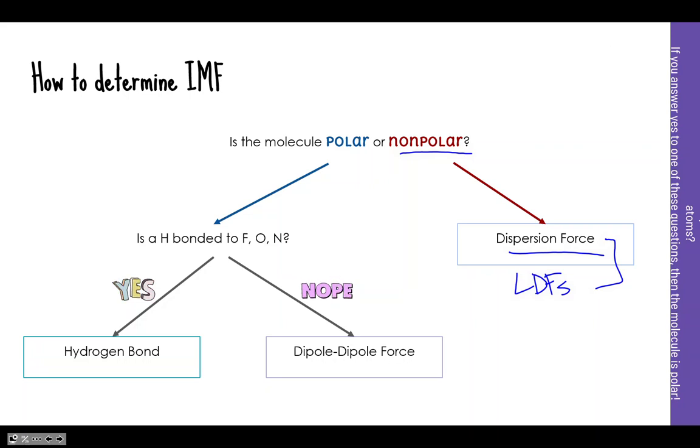If it is polar, though, then you have to ask yourself, do you see H to F, H to O, or H to N? If that's a no, it's going to only have dipole-dipole forces in addition to the London dispersion force. So the dipole-dipole force will be its stronger force. However, if you do see H to F, H to O, or H to N, then in addition to the London dispersion force and the dipole-dipole force, it will also have hydrogen bonding, and that will be its strongest force.